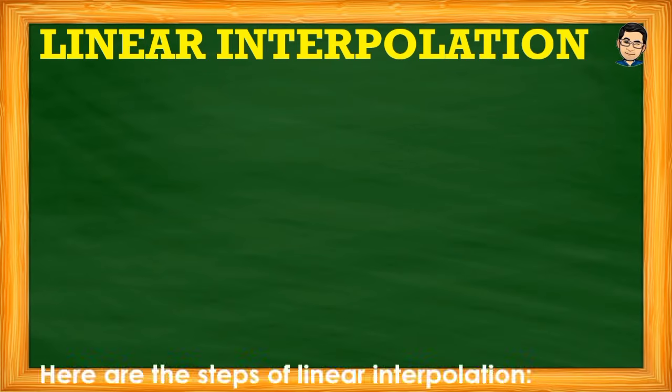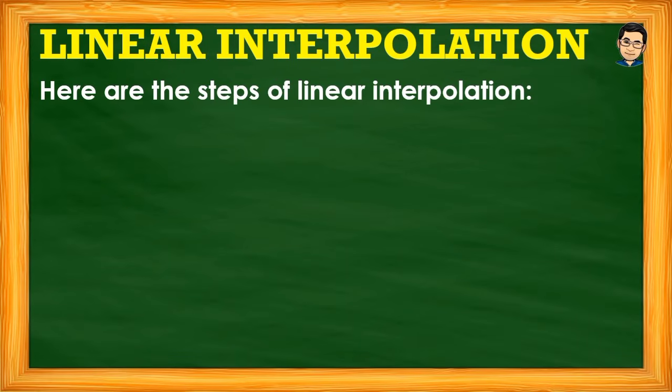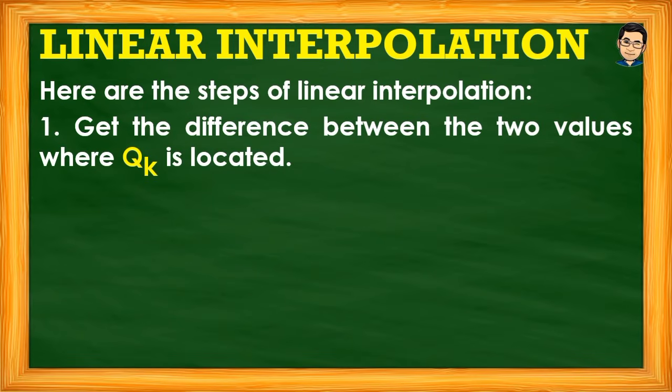Here are the steps of linear interpolation. Again, we only use this method if the obtained position has decimals. If it is exact, we don't need this method. For the first step, get the difference between the two values where Qk is located. For example, the position we obtained for Q1 is 3.5. So, where is 3.5 located?